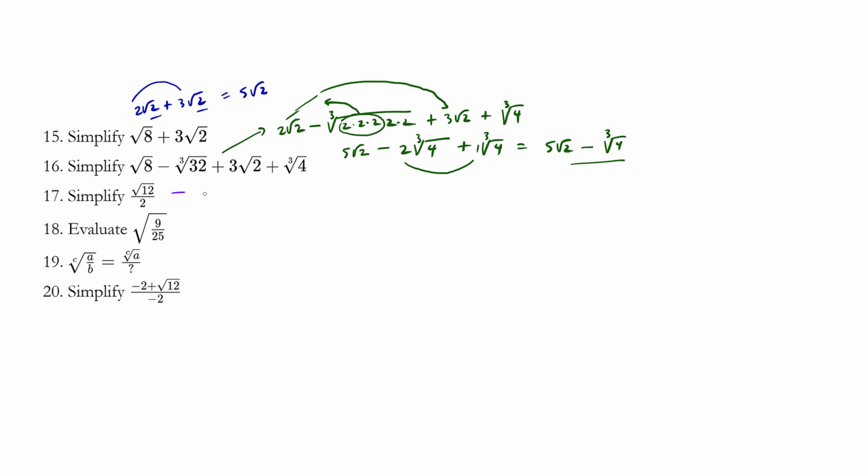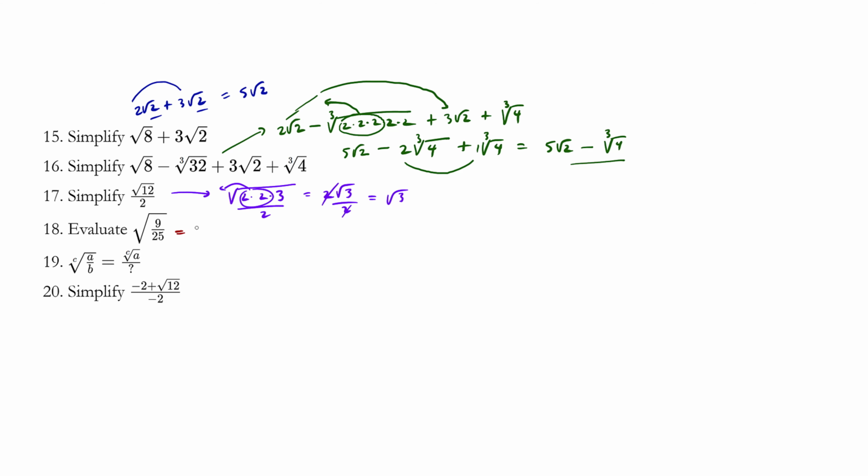Let's try number 17. Root 12 is the same thing as 2 times 6, which is 2 times 3. One of the 2's come out. So this is 2 times 2 root 3 all over 2. Don't forget about the divisor, the denominator, so the 2's cancel, and we have root 3 as our final answer.